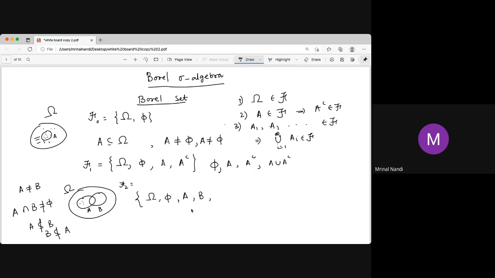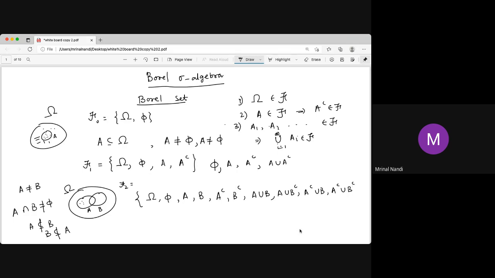So then what is the sigma algebra? Now the sigma algebra should contain the unions of all these things and complements also. So you have to take the complement part, A complement, B complement. Then you have to take the unions. So what unions do you have to take? A union B, another is A union B complement, another is A complement union B, and another is A complement union B complement.